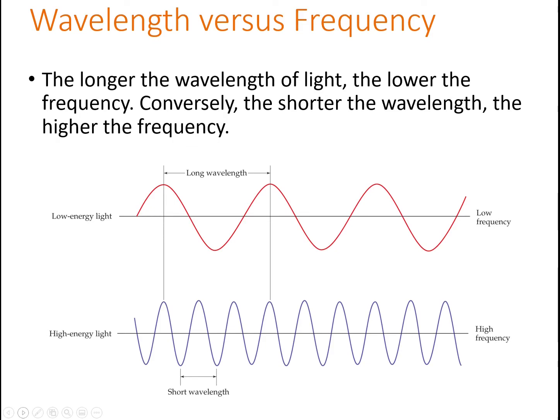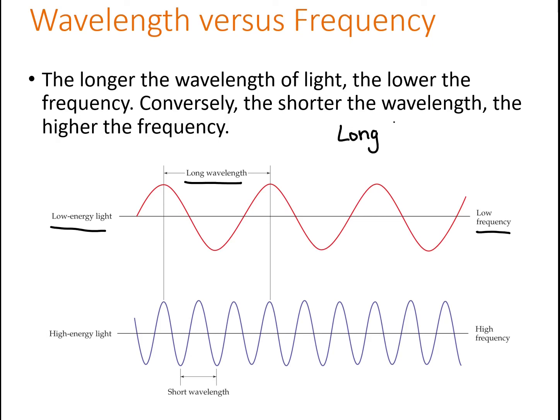When we compare wavelength and frequency, longer wavelengths of light have a lower frequency. They've got more distance to travel, so they can't travel as quickly, right? So you're not going to cover the same number of cycles in 1 second. So this top red line shows low energy, long wavelength light, and it's got low frequency.